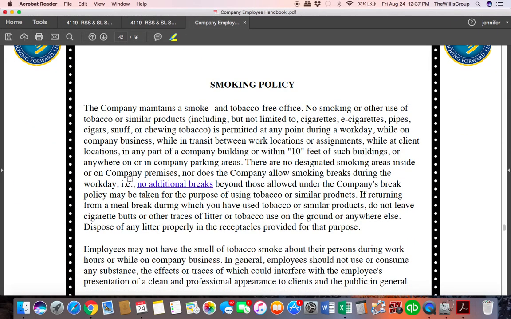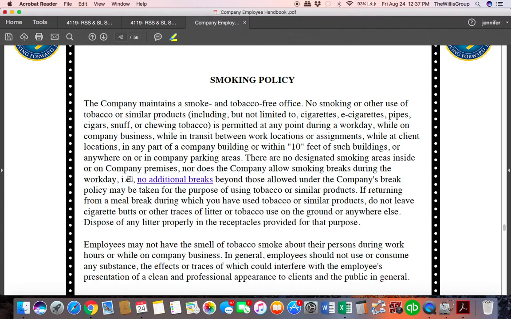Smoking policy. No smoking or other use of tobacco or similar products, including cigarettes, e-cigarettes, pipes, or things like that, is permitted at any time during the workday or while on company business, including while in transit between work location assignments. That means while at a client's location or any part of the building within 10 feet. So you're not supposed to smoke during company time.